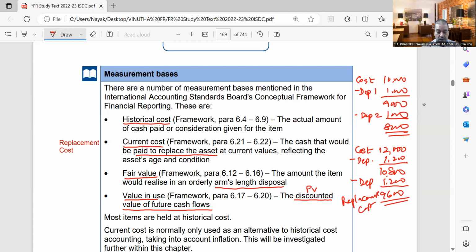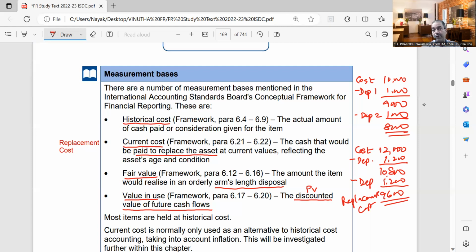So I tell you, fine. Since you have been my student, I'll give you a discount of 300 rupees. So instead of 1,000, you pay me 700. Now 700 is not the fair value. Is it the fair value? No, it is not the fair value.